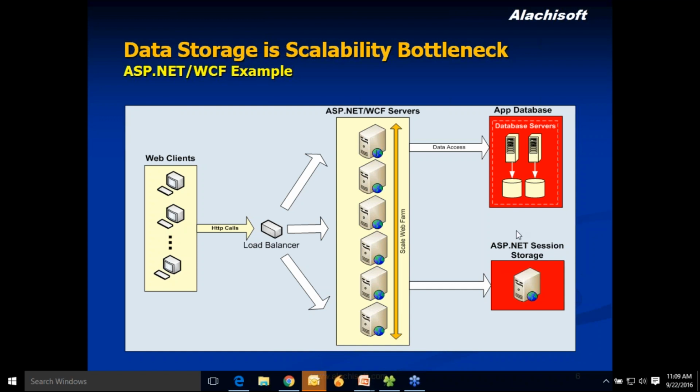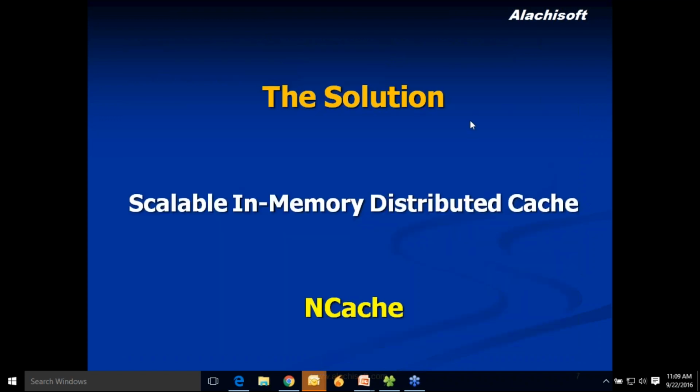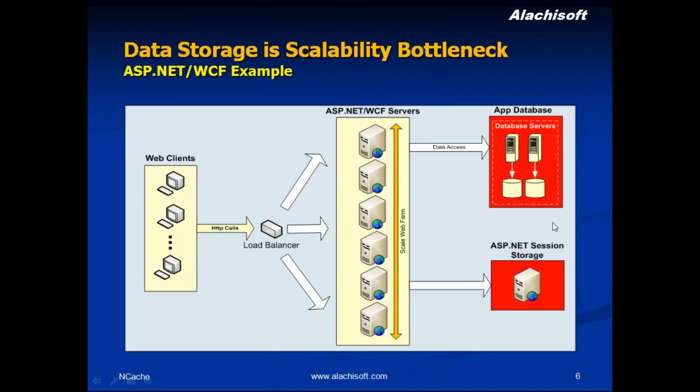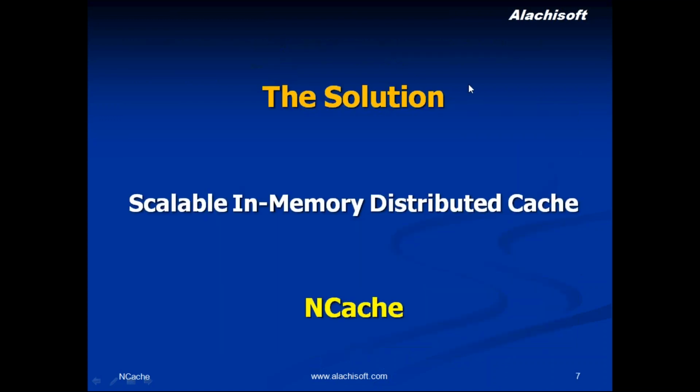So that's the main challenge that we are trying to address with the help of a distributed caching system. And the solution is very simple. Like I said, you could use a scalable in-memory distributed caching system such as NCache to handle all the issues that we've just talked about associated with data sources in regards to scalability.